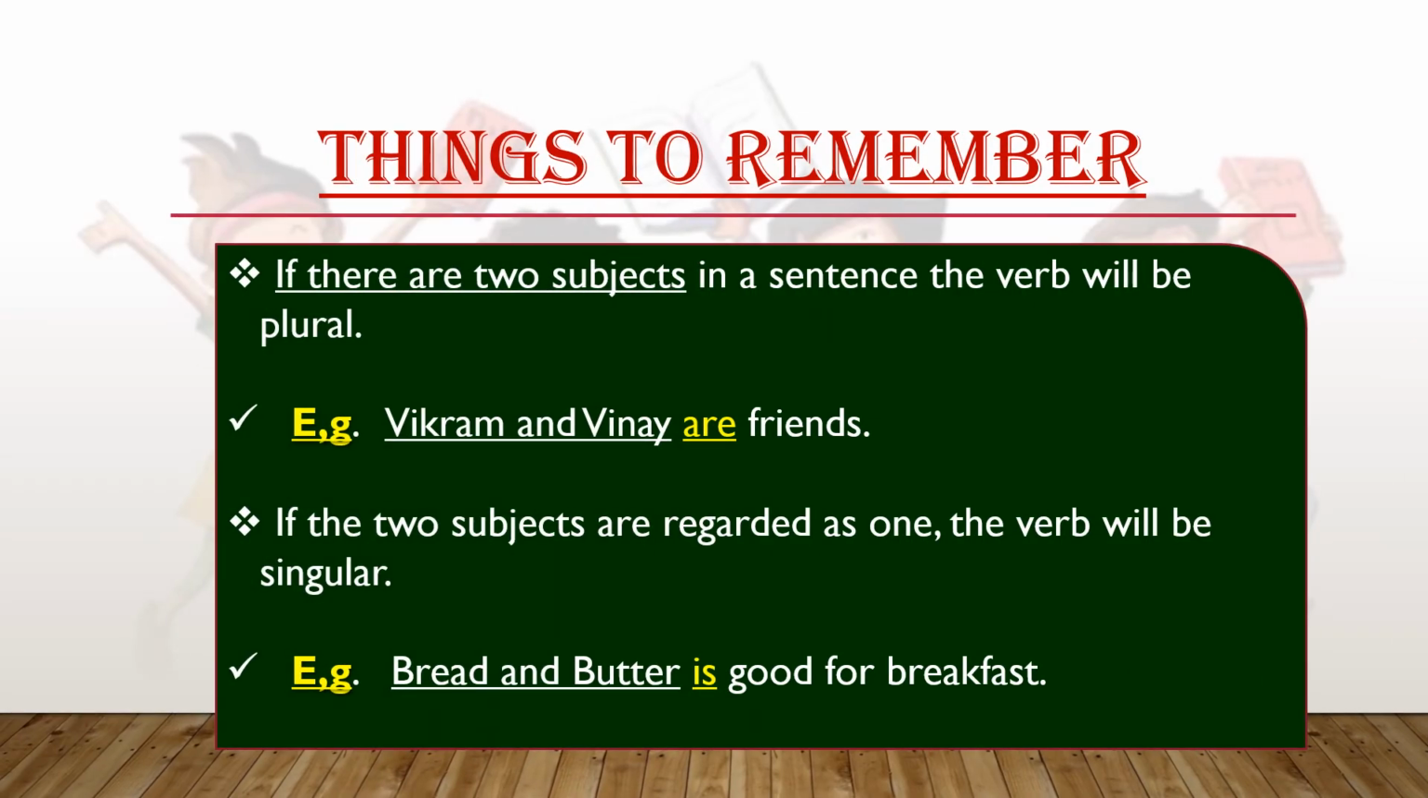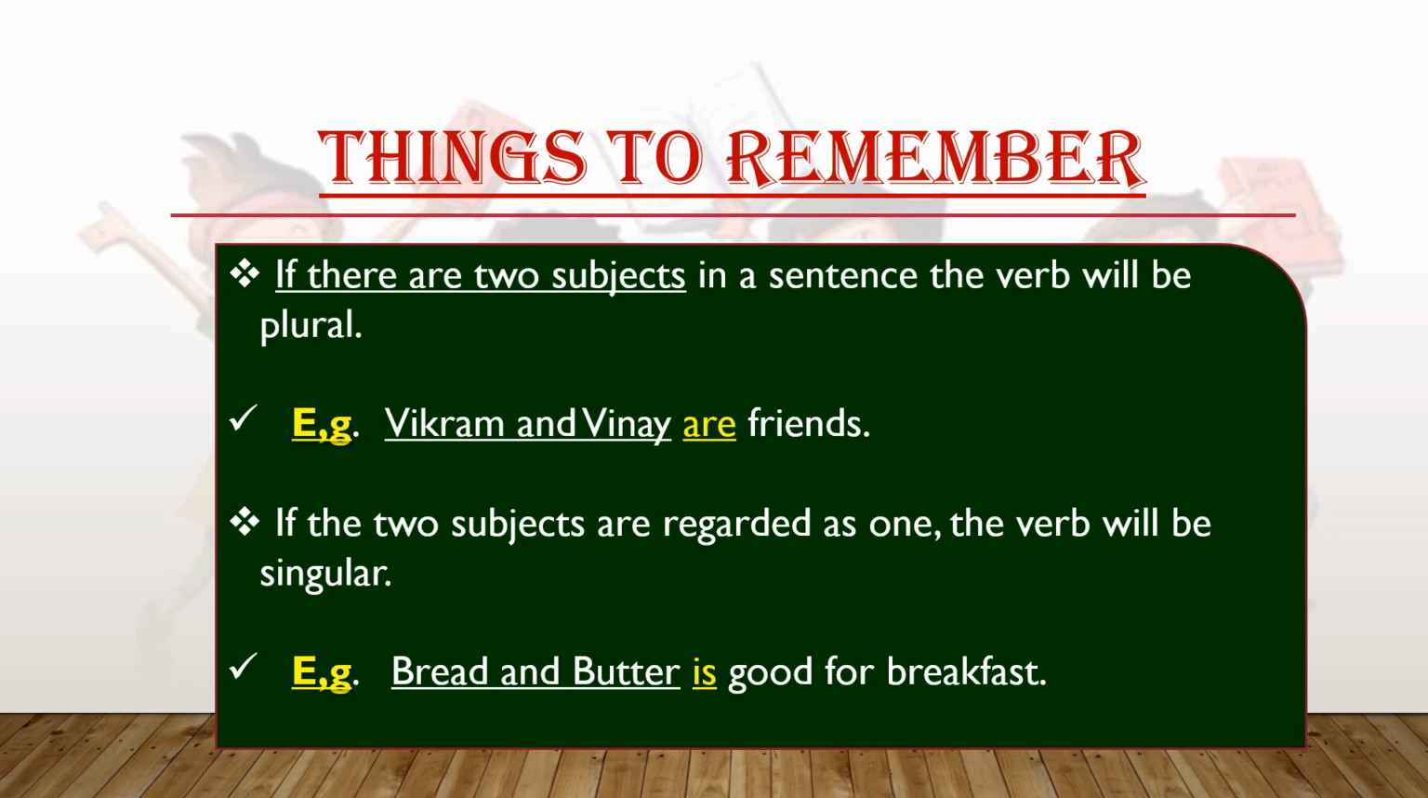Now this is something very simple. If there are two subjects in a sentence, that means your subject is plural. And if your subject is plural, the verb used with it will also be plural. Let us take an example for that. Vikram and Vinay are friends.